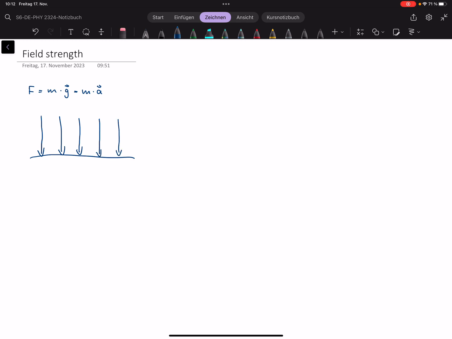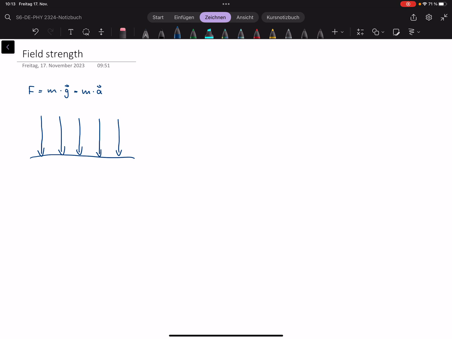So, as you can see here, the homogeneous field, that the lines that represent the field vectors or the force are parallel to each other.